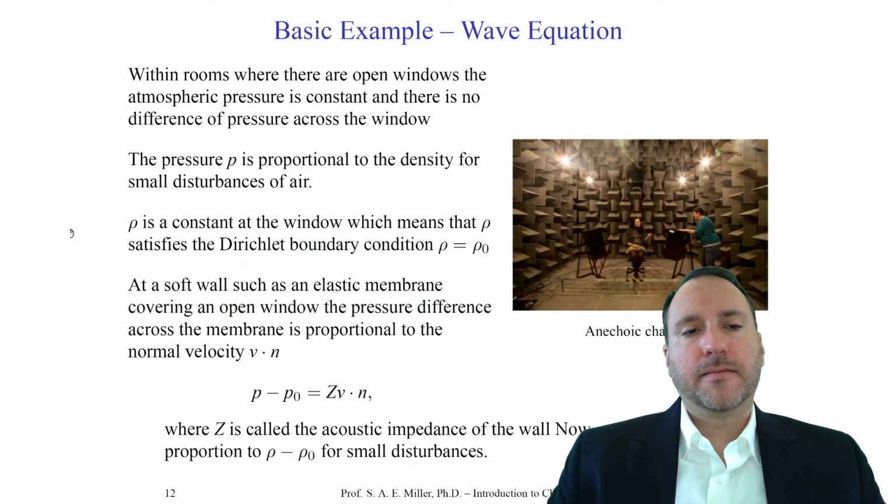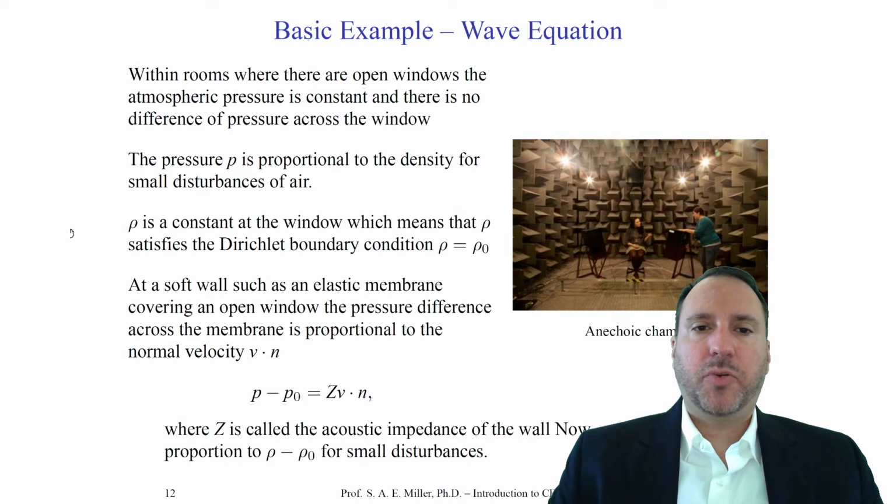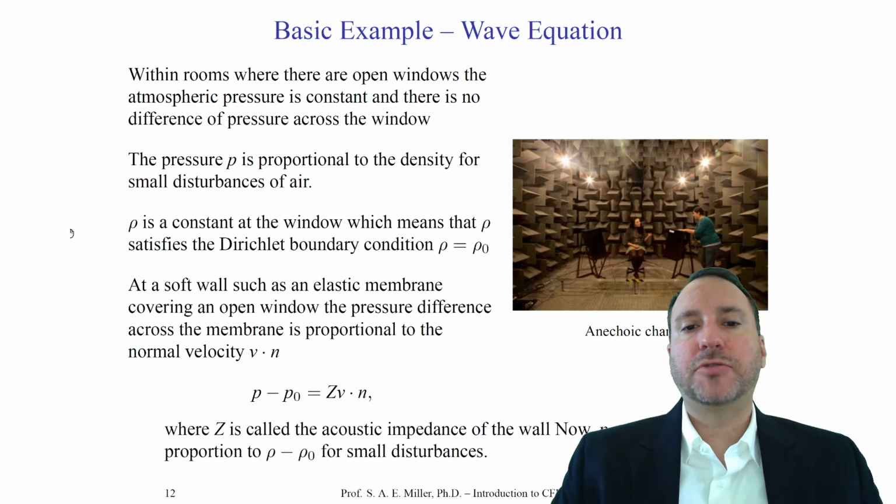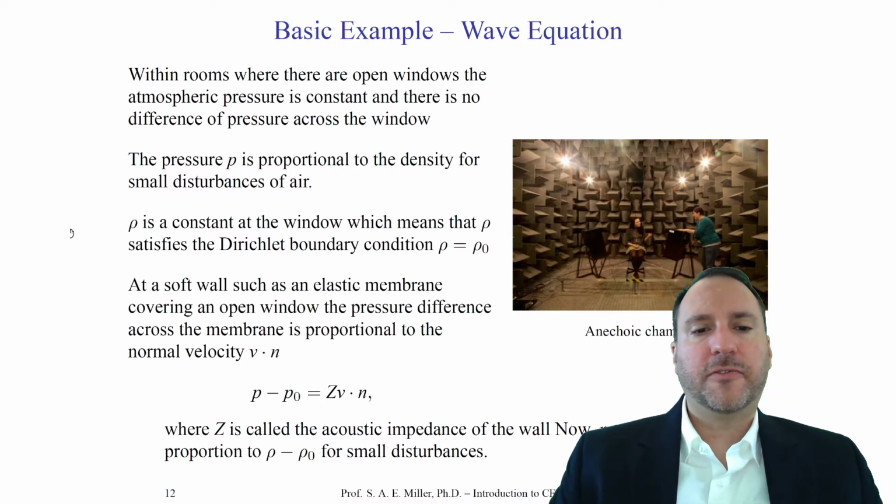In air, the pressure is typically proportional to the density for small disturbances, and we would take the temperature out. If density is a constant at a particular window, that would mean that rho would satisfy a Dirichlet boundary condition of rho equals rho naught. At soft walls in a room for acoustics, we might imagine it acting like an elastic membrane, which would, of course, not enforce a particular boundary condition like partial p partial n equals 0.